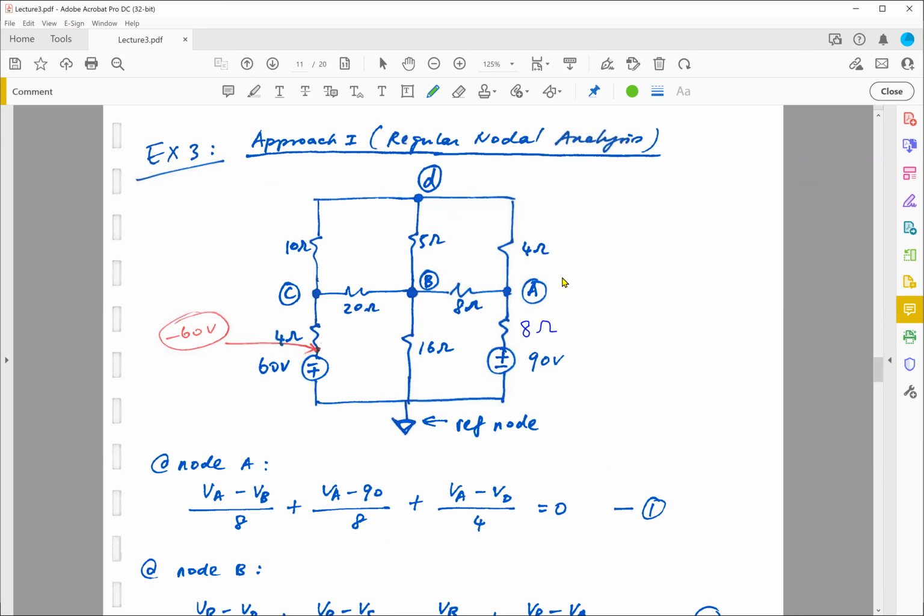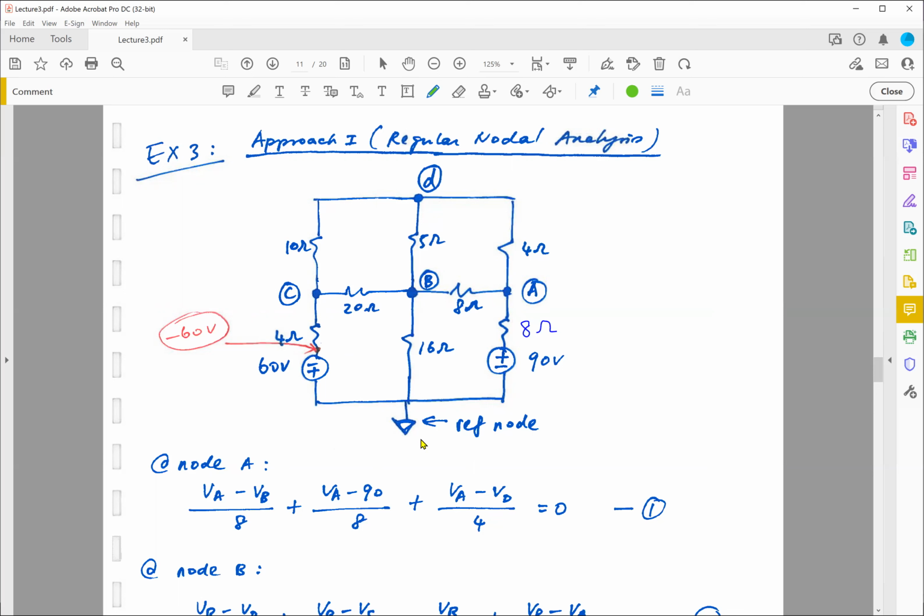Okay, so let's see what this problem looks like. It looks fairly interesting, right? A little bit symmetrical, but not quite, because I have voltage sources on the bottom here, right? But you see, I have these resistors going across. Resistors here, here, here, and there as well.